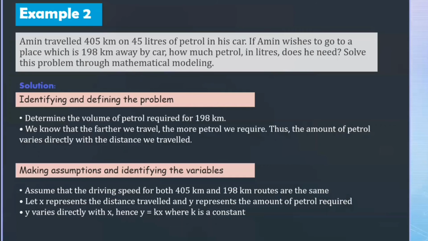We know that the farther we travel, the more petrol we require. Thus, the amount of petrol varies directly with the distance we travel. Making assumptions and identifying the variables. Assume that the driving speed for both 405 km and 198 km routes are the same. Let x represent the distance traveled and y represent the amount of petrol required. y varies directly with x, hence y equals kx, where k is a constant.